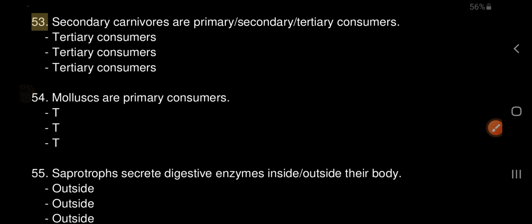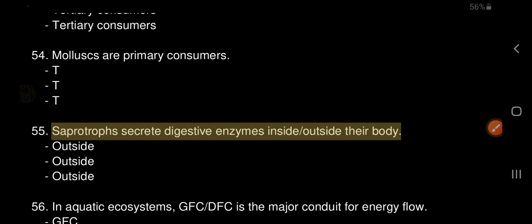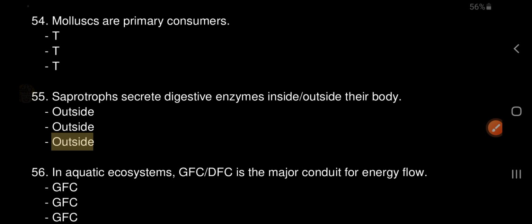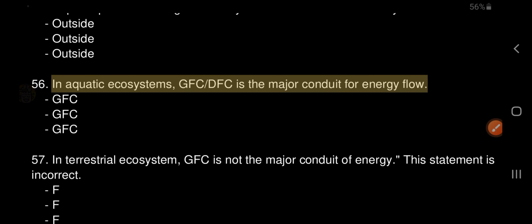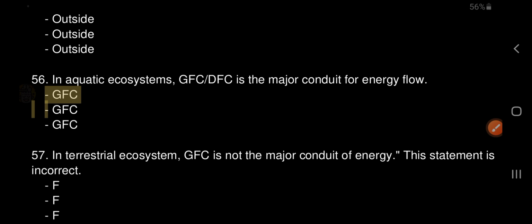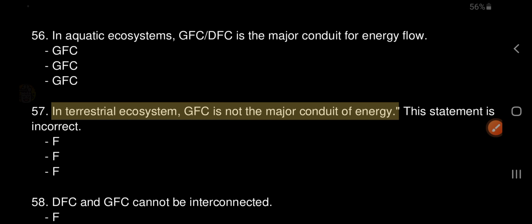Tertiary consumers. 54. Mollusks are primary consumers. T. 55. Saprotrophs secrete digestive enzymes inside, outside their body. Outside. 56. In aquatic ecosystems, GFC, DFC is the major conduit for energy flow. GFC.